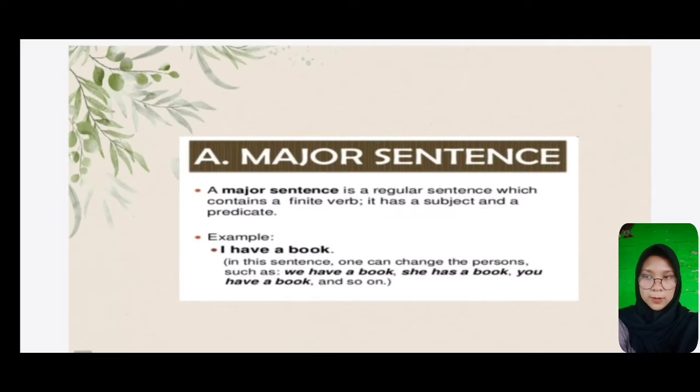or minor sentence. A major sentence is a regular sentence which contains a finite verb. It has a subject and a predicate. Example: I have a book. In this sentence, one can change the person. Example: we have a book. She has a book. You have a book.